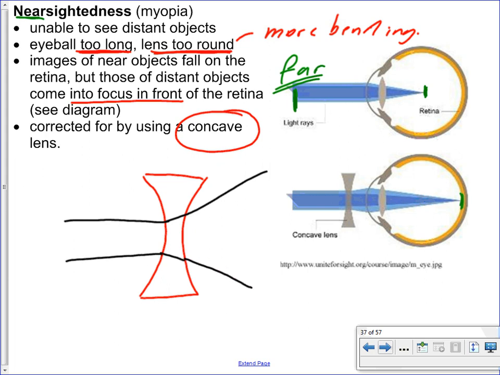That would be divergent. And that, in fact, is what you need to do for an individual that has nearsightedness. The light is being bent too much. You want to bend the light less. And the way that is accomplished is by sticking in front of the eye a concave lens.